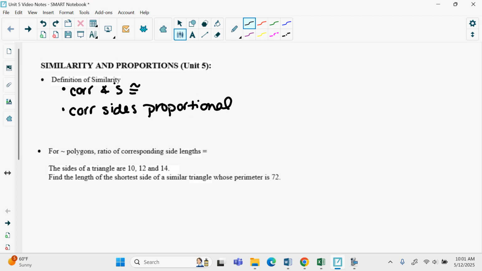And both of those things have to be true. All corresponding angles have to be congruent, and all corresponding sides have to be proportional. And that's what it means to be similar. So eventually, in a minute, we're going to talk about how to prove similarity.